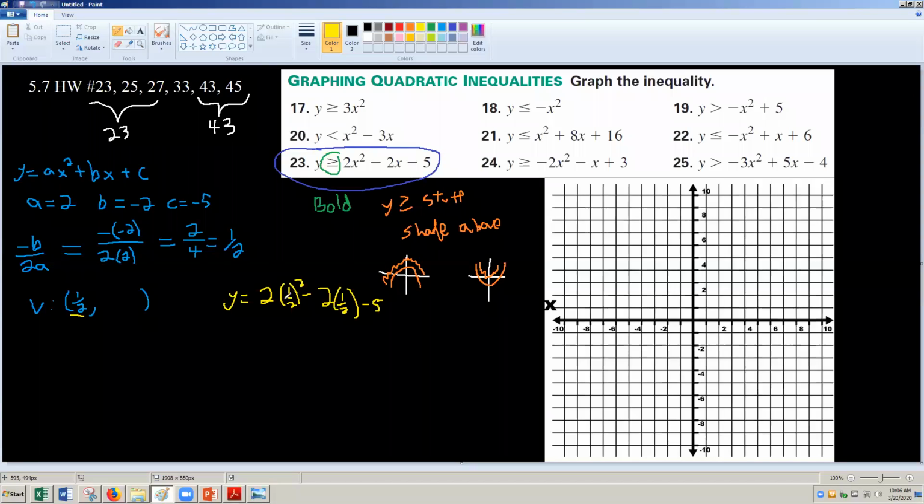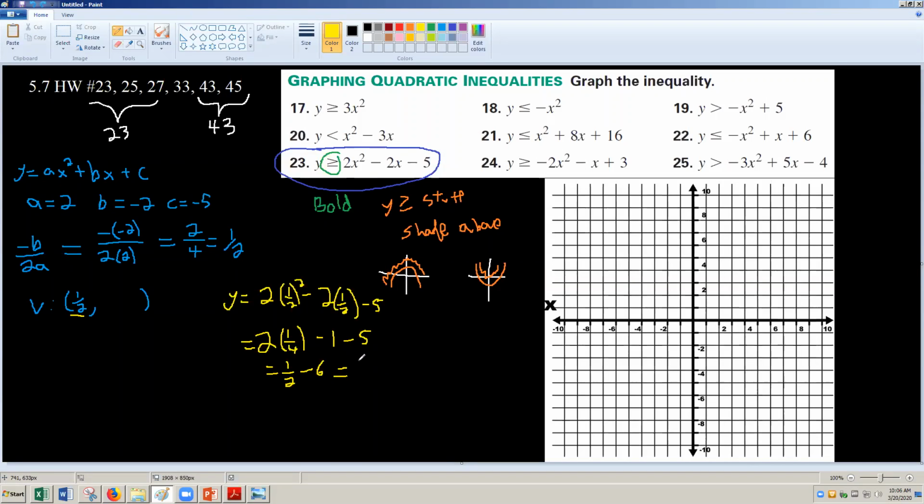So 1/2 squared is 1/4. So I'm going to say 2 times 1/4, minus 2 times 1/2 is just 1, minus 5. 2 times 1/4 is 1/2, minus 6. I can change this to being over 2 by multiplying by 2 over 2.